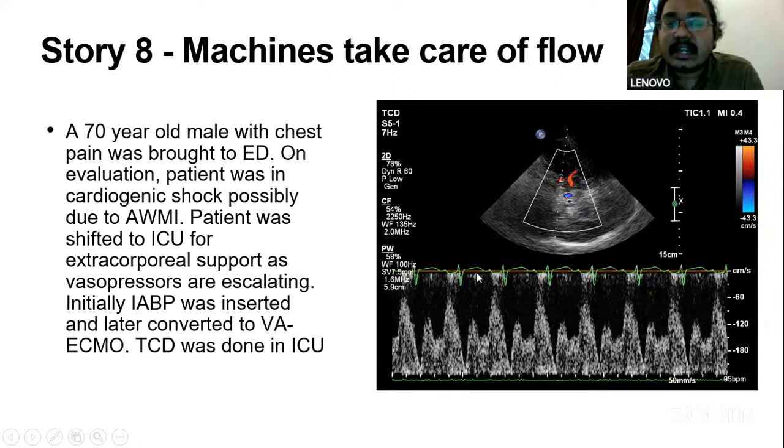augmentation. You can see that this is a T wave, and just after the T wave you have a diastolic augmentation. So whatever is happening in the peripheral circulation is also happening in the cerebral circulation. That's how we can see it in this TCD.